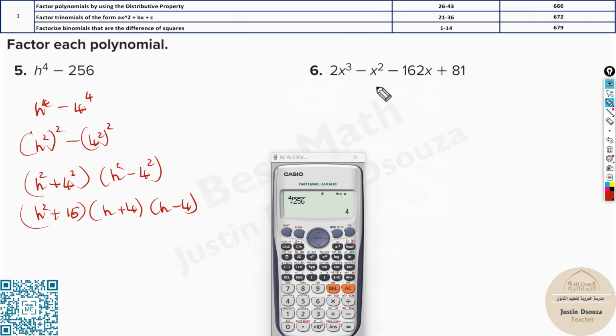Now what about the second one over here? This is like the distributive property which we did a long time ago. It's just that here x squared is common. We'll take x squared outside. There are 4 terms, right? So we'll take x squared, and what is remaining? 2x minus 1. And over here 81, see, it should be 2x.